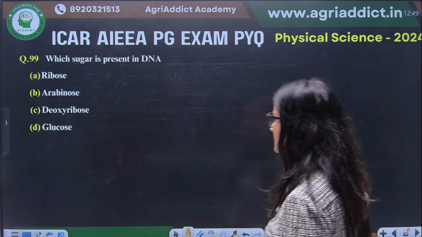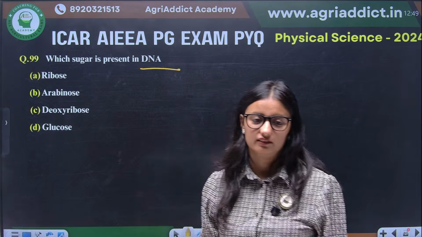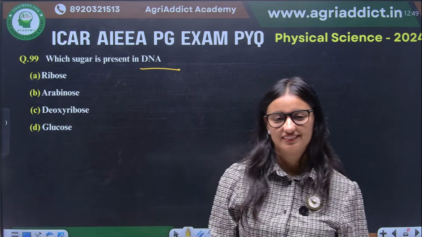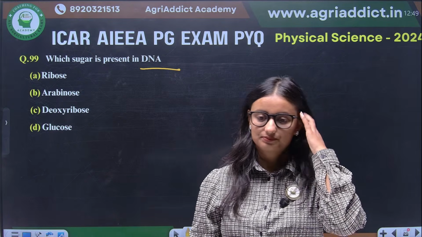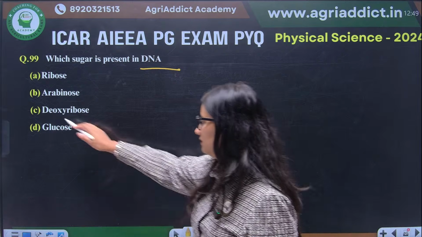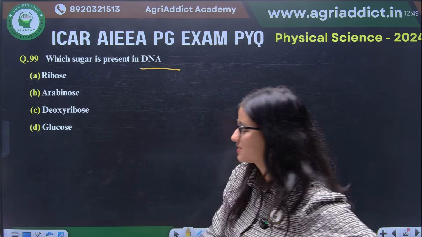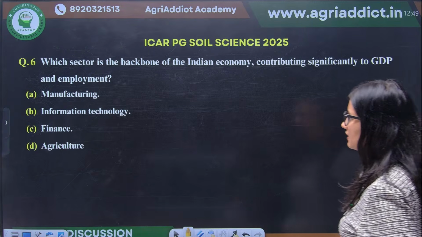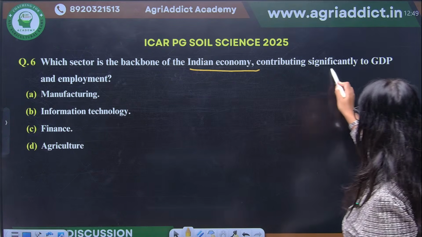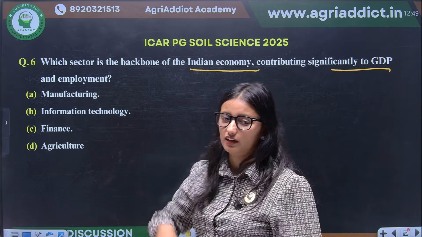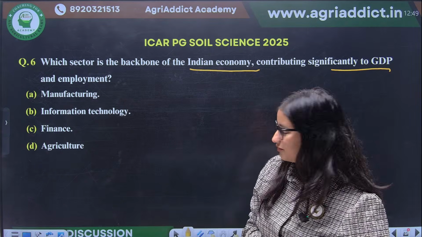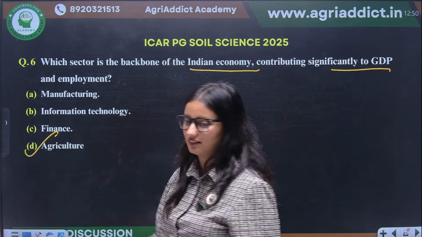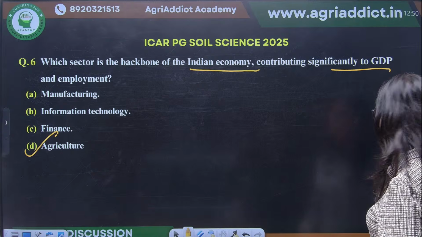Next is which sugar is present in DNA? Quickly. Everyone will answer this question. Which sugar is present in DNA? C. Very good. Deoxyribose nucleic acid, DNA. Which sector is the backbone of Indian economy, contributing significantly to GDP and employment? कौन सा sector है? Finance. D. अपना agriculture.